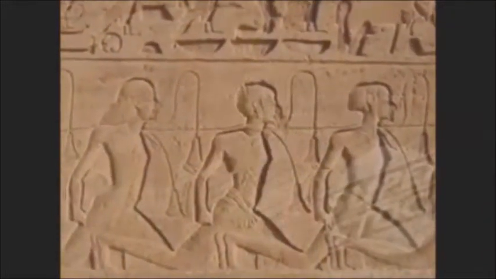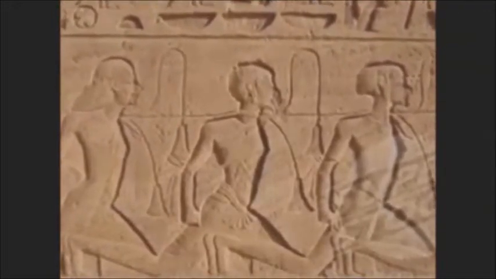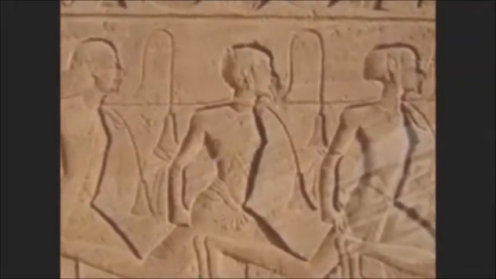As time went on and Egypt conquered other lands, they would often make slaves of those people. Those slaves were then used to do most of the labor in Egypt, including building the pyramids and anything else that the pharaoh needed done.